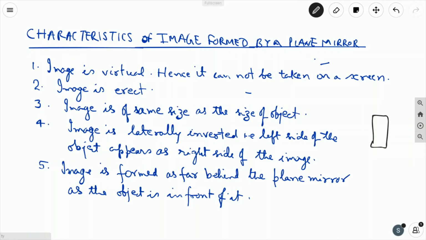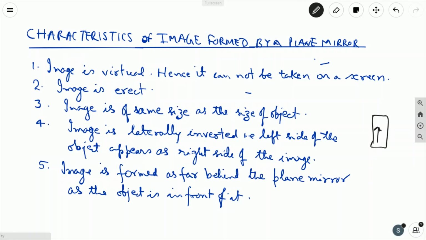So here, the characteristics of the image formed by a plane mirror. In a plane mirror, the image is a virtual image. Virtual image means it cannot be taken on a screen. The image is virtual, and it cannot be taken on a screen. And the image is erect also.